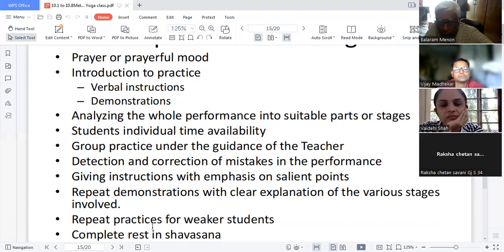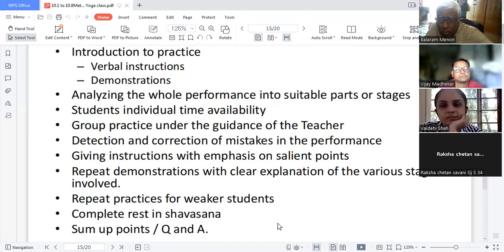With clear explanation. Repeat the practice for the weaker students. Weaker students are especially those who have health issues or obesity, so many things. Joint arthritis is very common among the ladies. Complete rest in Shavasana. Sum up in questions and answers.